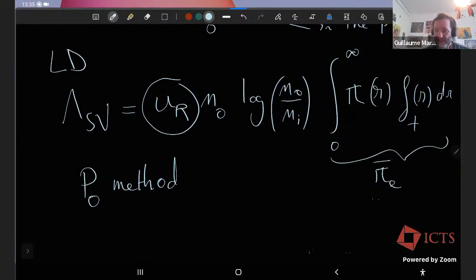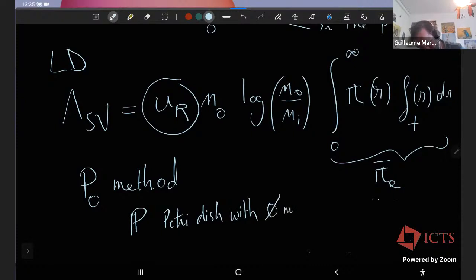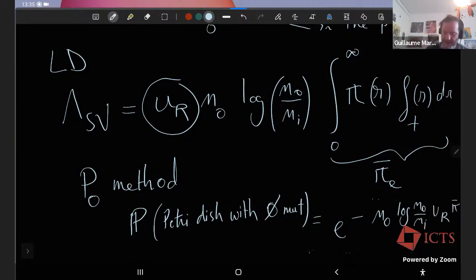And the P0 method is just saying that the probability of a Petri dish with zero mutants, so an empty Petri dish, is equal to e to the minus N0 log N0 over Ni times U R. Actually, it should have P bar. And so that's a means to estimate the mutation rate to resistance. That's a very classic one.